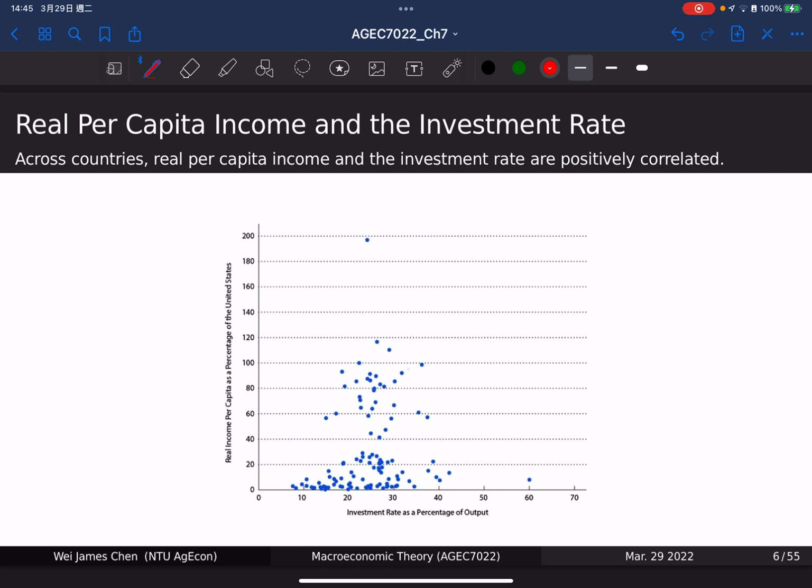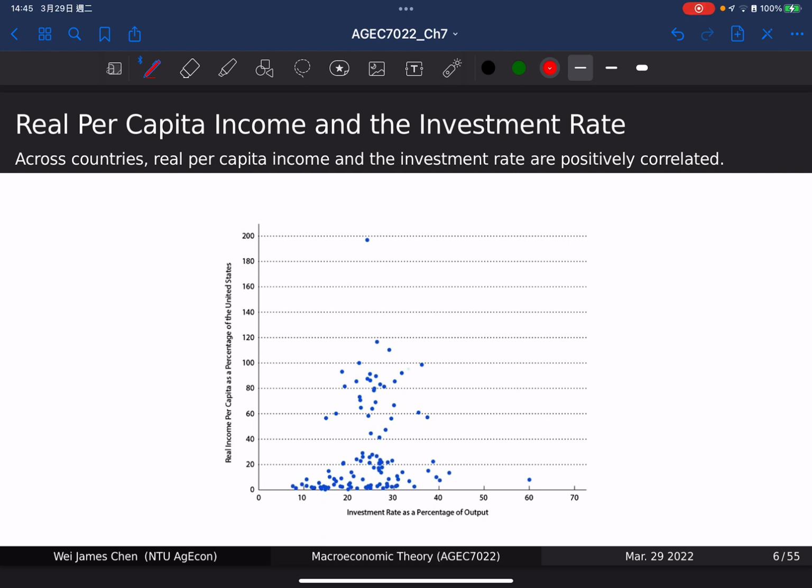Okay, so basically this is the y-axis, and the x-axis is the investment rate as a percentage of output. This investment is not stock market investment. We're talking about what, in economics, we call real investment. That means buying capital or investing in capital. Buying land, land is one of them. And building manufacturing, that kind of thing.